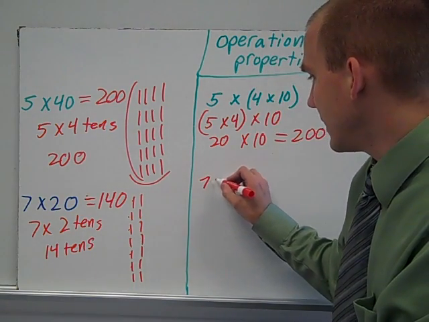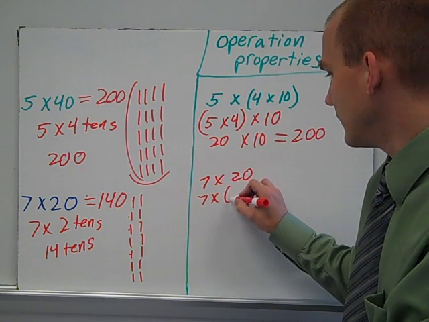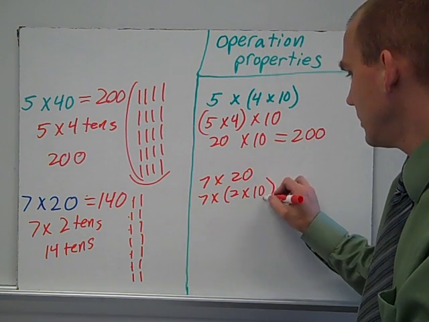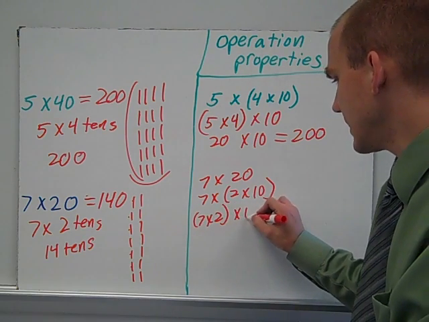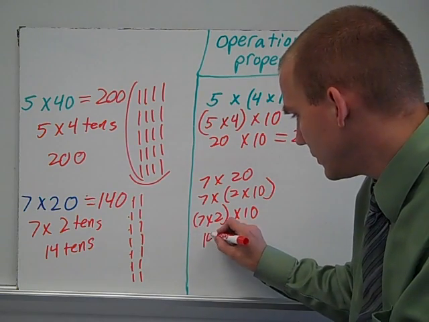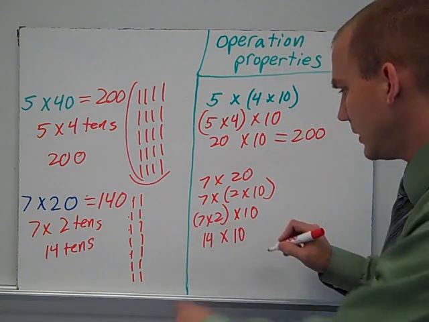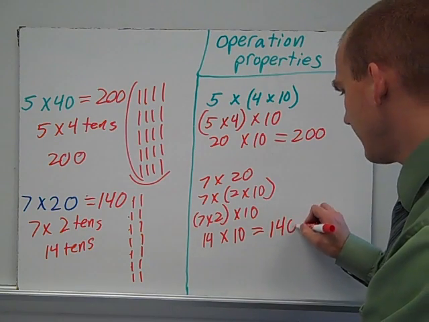Now over here, 7 times 20 is the same thing as 7 times 2 times 10. I can regroup that, 7 times 2 times 10. So it's the same 3 numbers. 7 times 2 is 14, but I still have to multiply by 10. And then 14 times 10, I throw a 0 on the end of the 14, and I get 140.